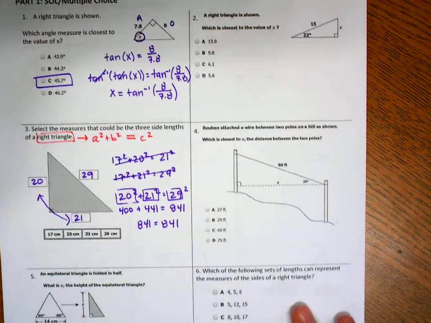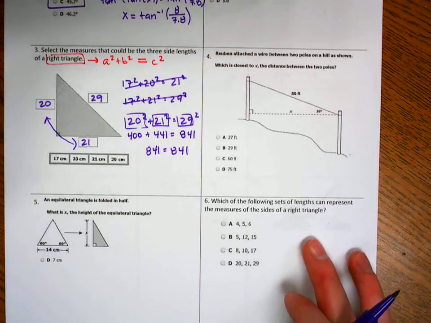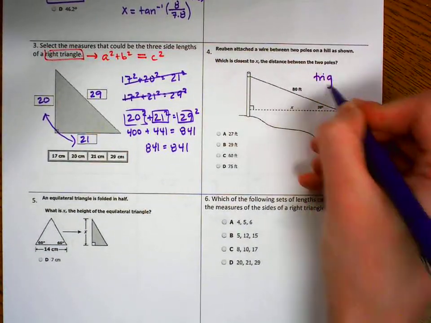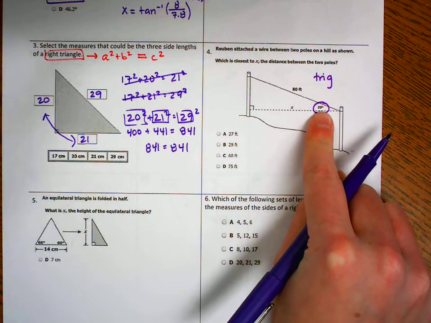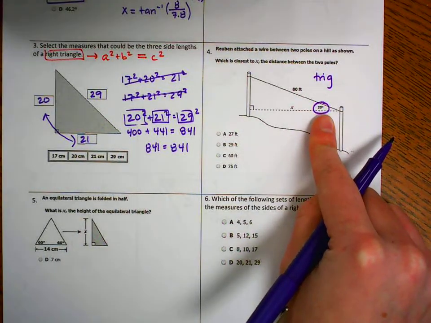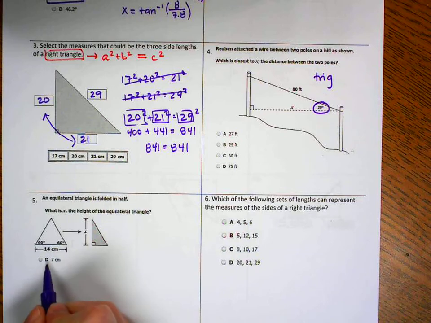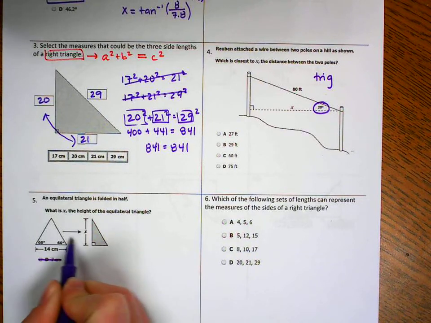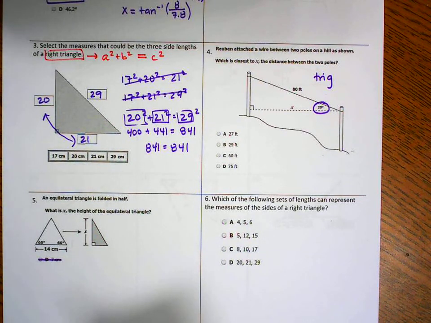Okay, 4 is another trig problem, so I'm just going to skip that for now, but this is a trig problem because notice we have an angle that's not 30, 60, or 45, so we have to use trig. Let's do number 5. When I printed this, this picture got shifted on top of the answer, so we're just going to do it like a free response problem.